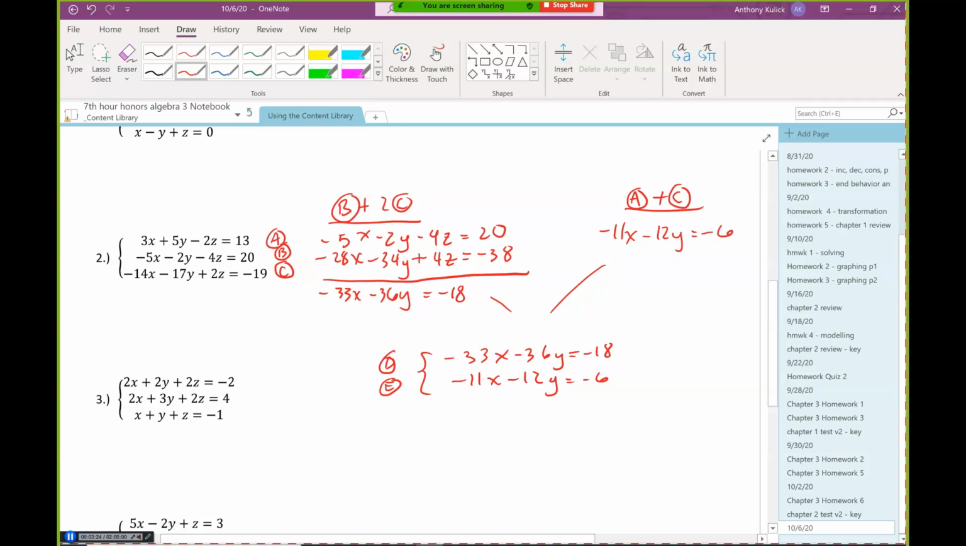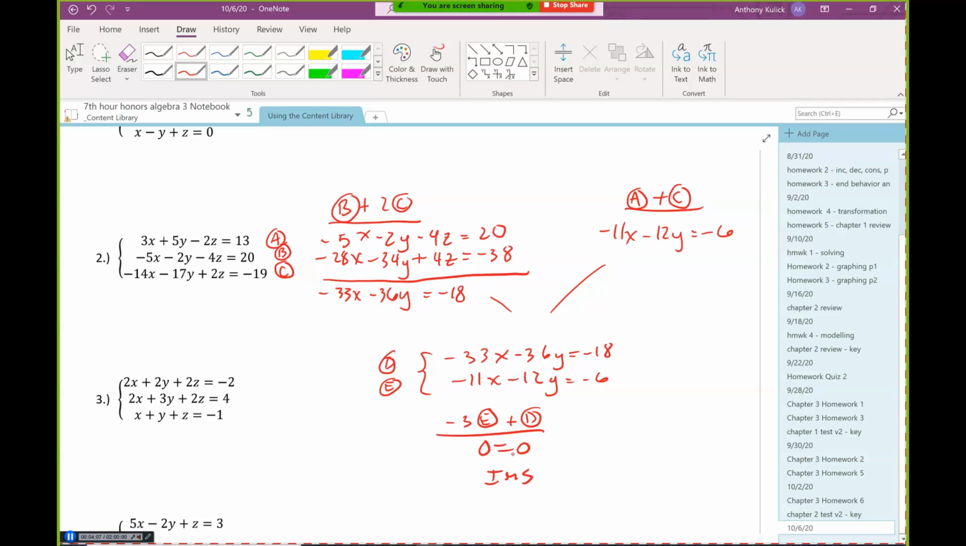And at this point, you might be able to see already that this has infinitely many solutions. You might see that multiplying equation E by 3 gives us D. If you didn't, that's okay. You could have done negative 3 times E plus D. If you do that, it gives you 0 equals 0. So whether you did that or just noticed it was infinitely many solutions and then continued on, either is okay.